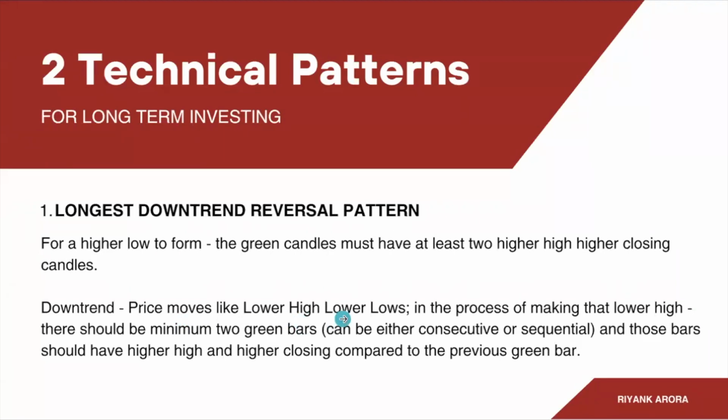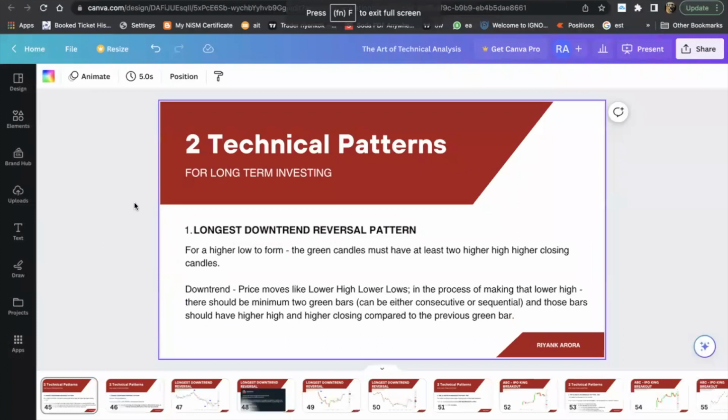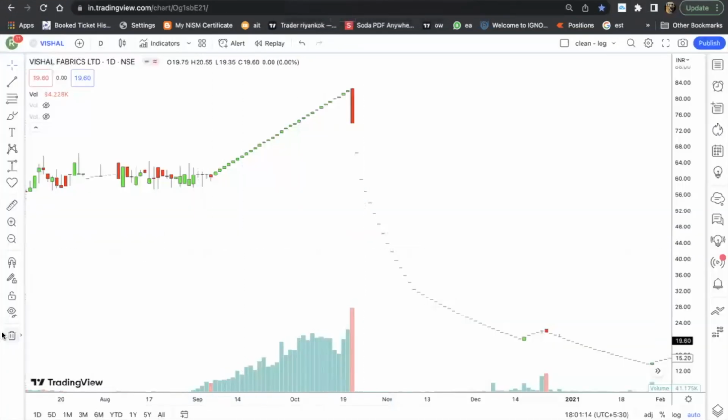In the process of making that lower high, there should be minimum 2 green bars, which can be either consecutive or sequential. It doesn't matter, even if they are not consecutive it is fine. And those bars should have higher high, higher closing compared to the previous green bar. This I have already told you in the start of the session itself. So what I'll do very quickly is show you a few examples of the longest downtrend reversal pattern and how you can identify this pattern.